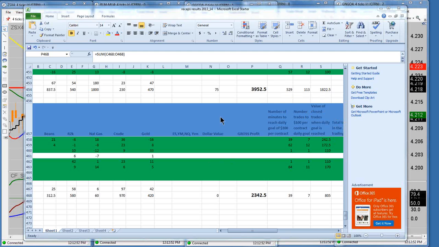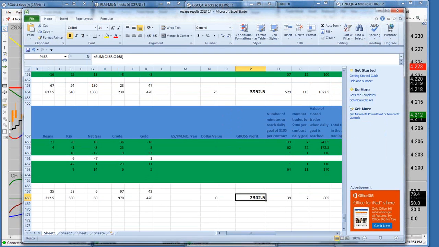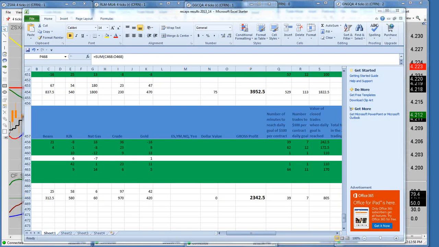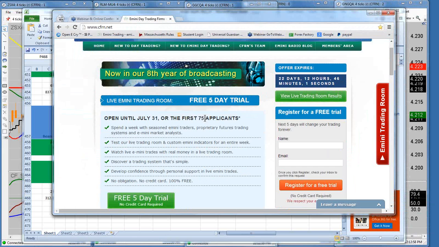Today, first, let me go over how to take our free trial. If you have not taken a free trial with us, it's CFRN.net. Go to CFRN.net, right here where it says register for a free trial. Put in your name, put in your email address, click register for a free trial. Once you've done that, you'll be sent a confirmation link. You've got to click on that confirmation link, otherwise we don't know that you're registered. Then you'll get a couple more emails.